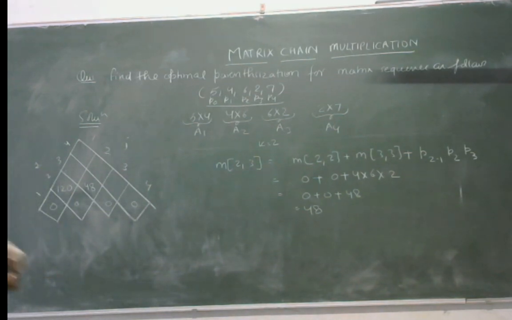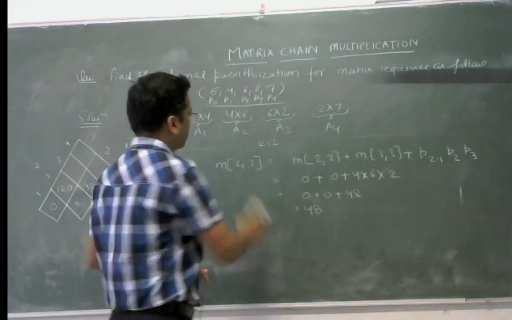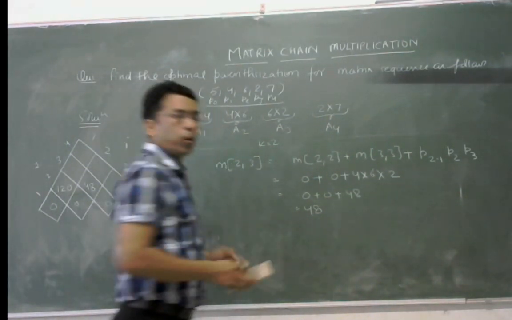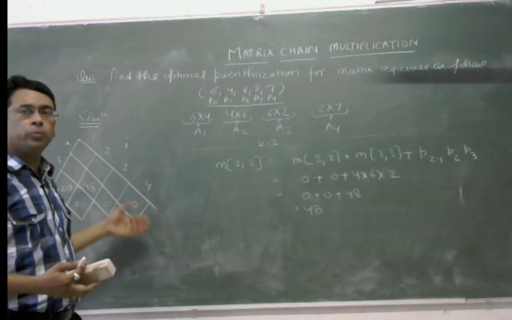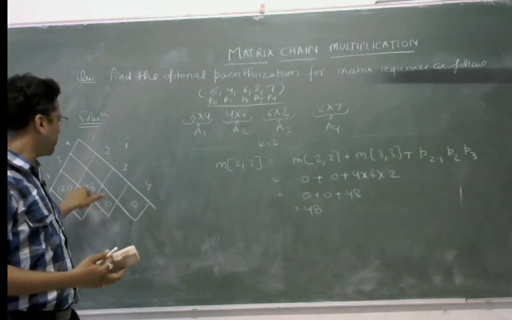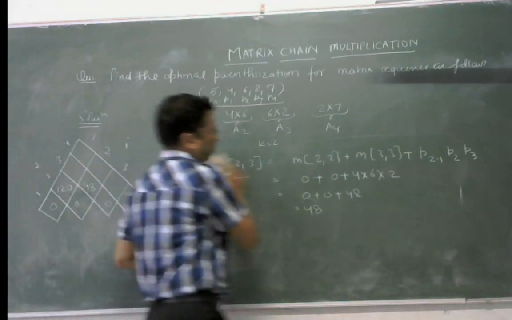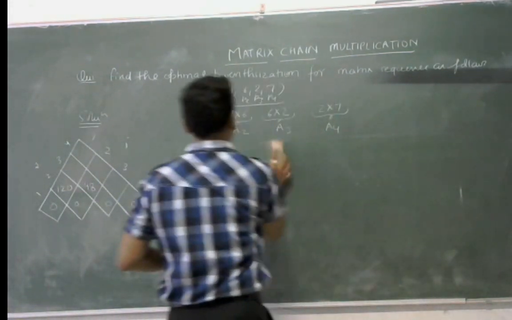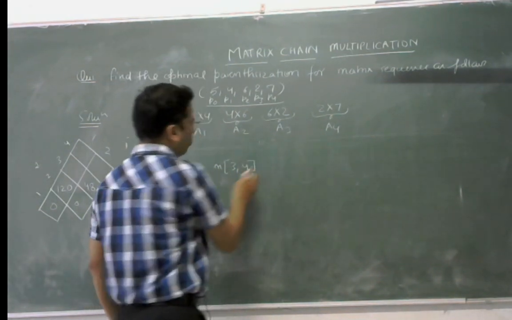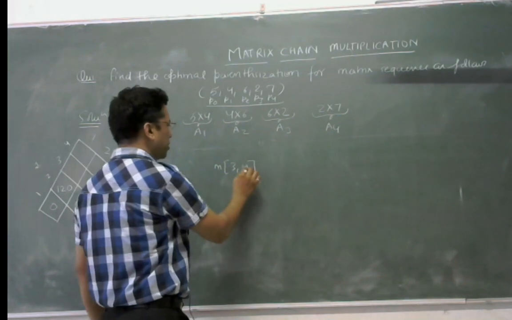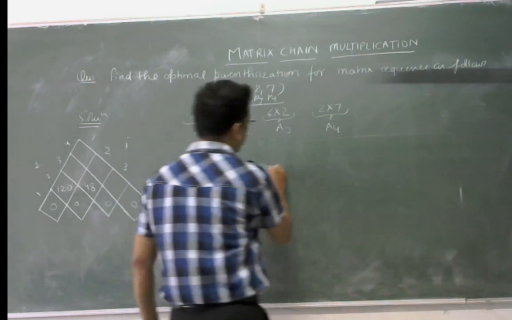Okay, after this the next value is m34. So I think that this is the same procedure. I am filling up the values in bottom up way, and first I have filled this value, after that I am filling the value of m34. For m34, the only possible i is equal to 3, j equal to 4, so the only possible value of k is equals to 3.